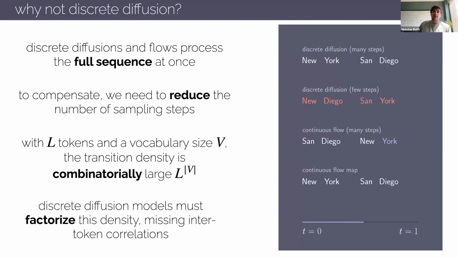So continuous flows can get the right answer with many steps in the same way as a discrete diffusion. But because a continuous flow defines a differential equation, and that defines a unique diffeomorphism, I can just learn that diffeomorphism and then I can in fact map to the endpoint directly in one or a few steps. And so even though I'm taking a small number of steps and it's computationally much more efficient, I can still capture these intertoken correlations.